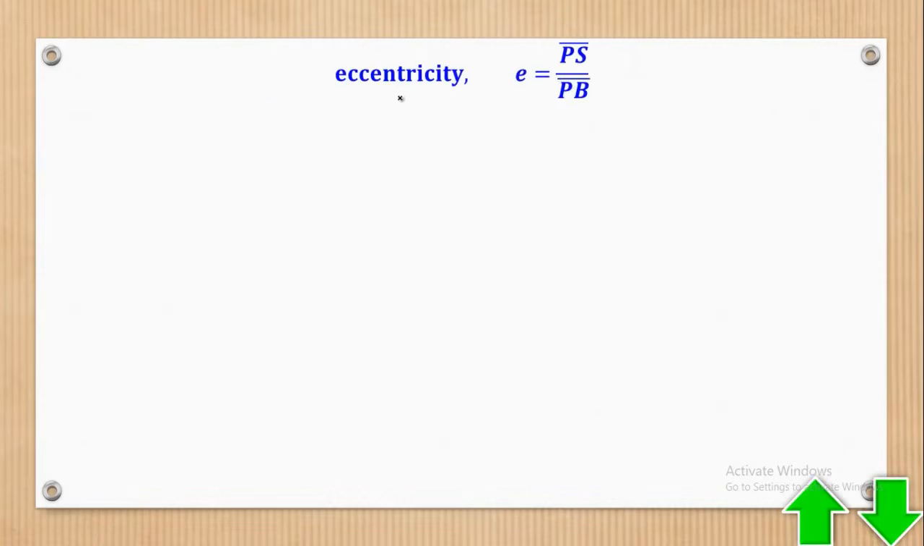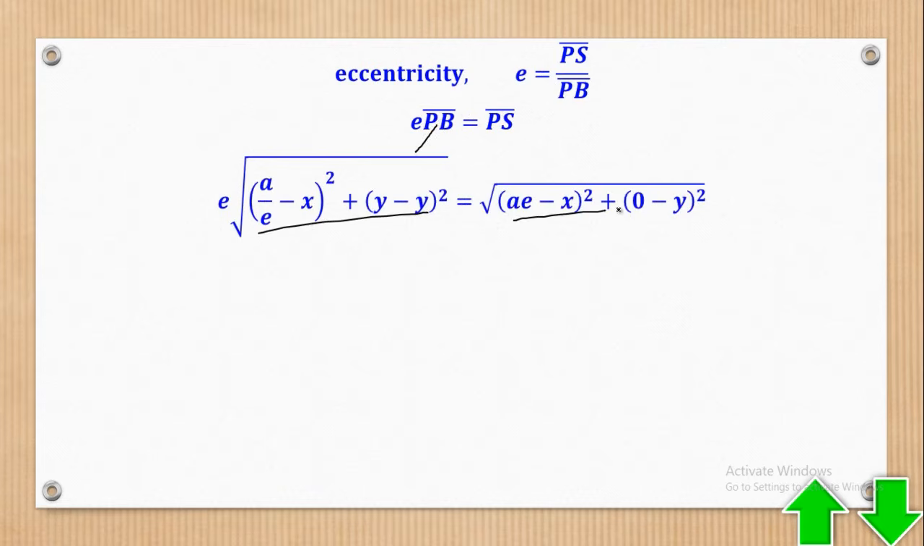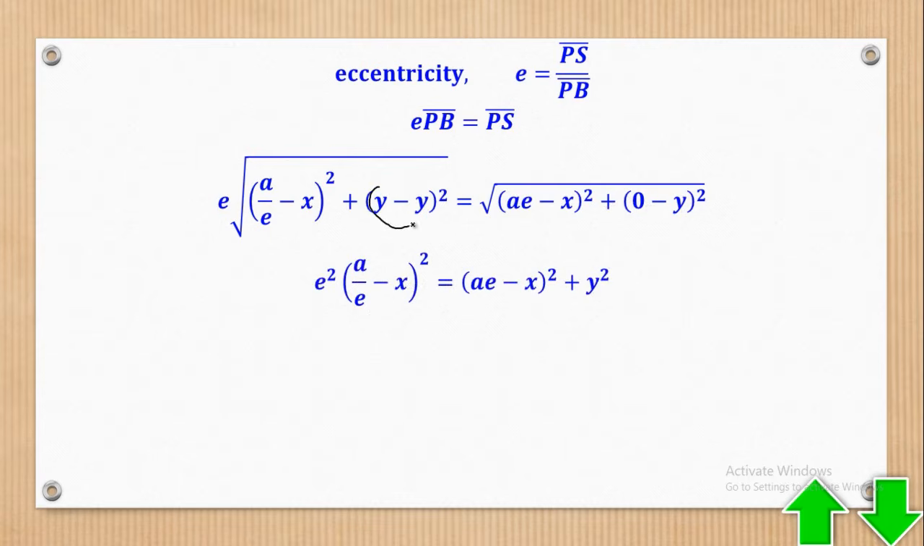So we shall start by saying that eccentricity is equal to the ratio of PS to PB. When I cross multiply, bringing this on this side, I'll come up with this. I also need the distance between two points, which I think I remember. So PB is that and PS is that. Then I can put square on both sides to come up with that. So this is 0, that's why you don't see it there. And this is y squared, this one is that, this one is that. So this is also squared. When you square both sides, this one also has to be squared. And this is what you see here.